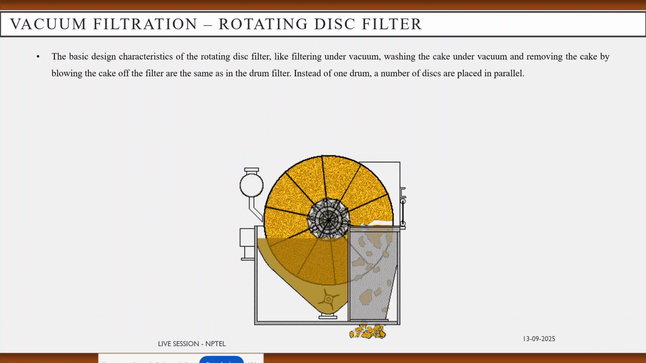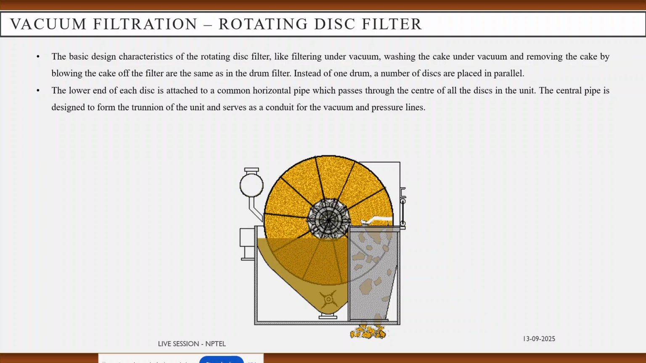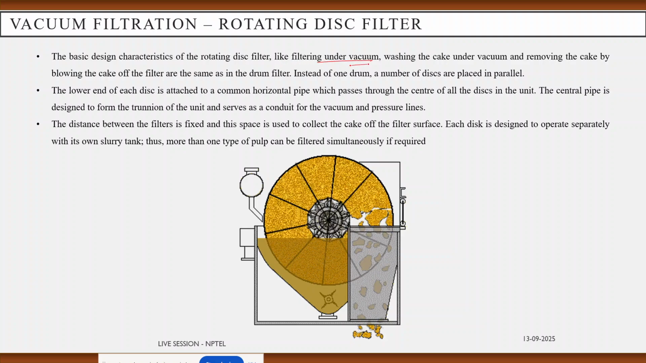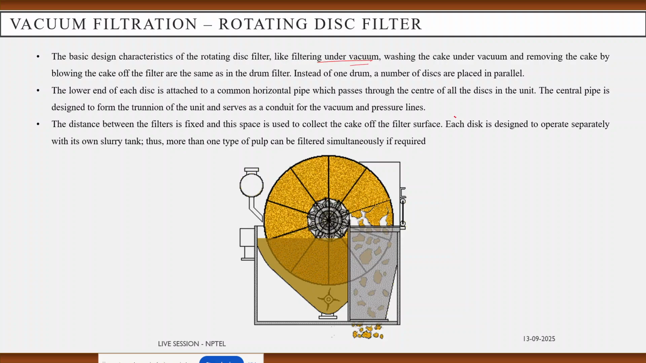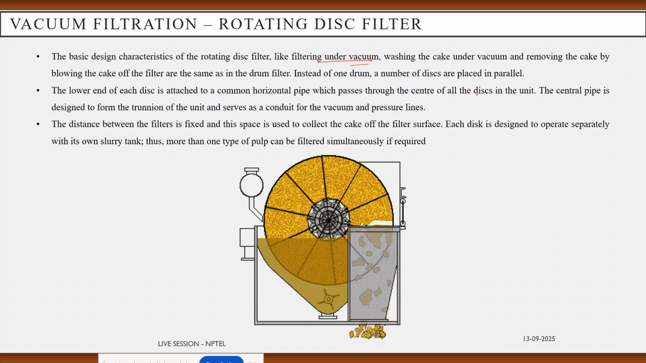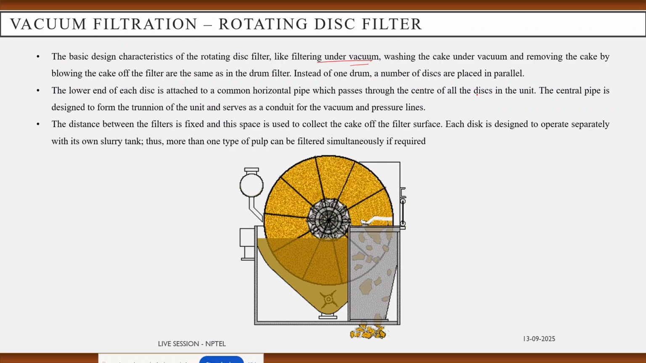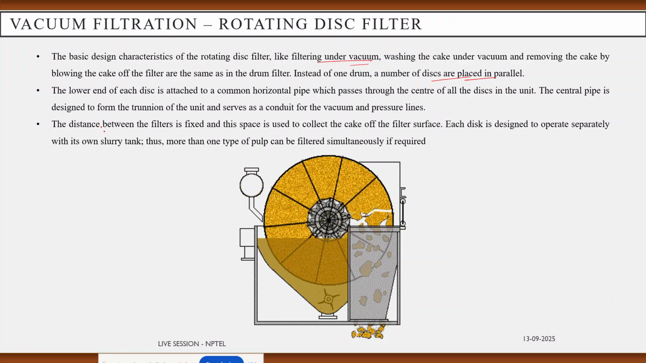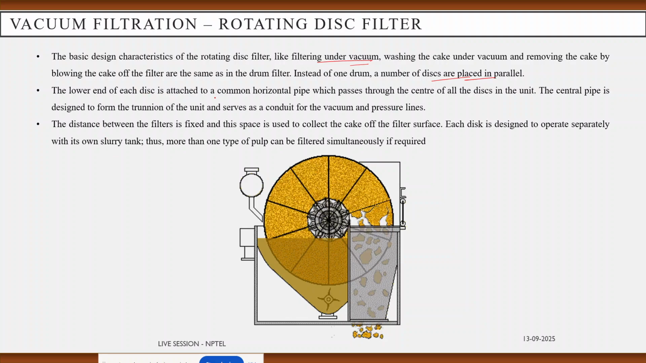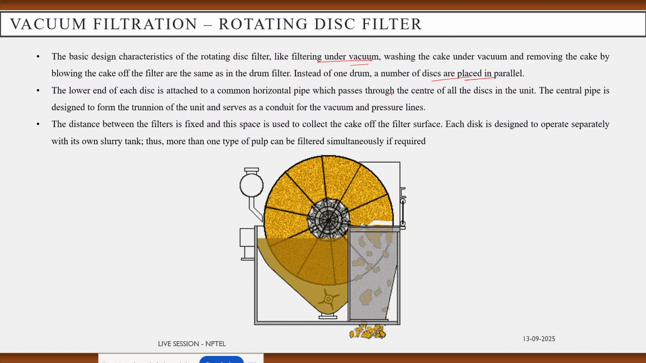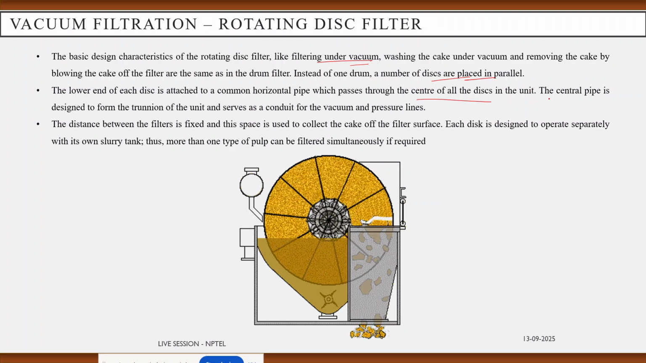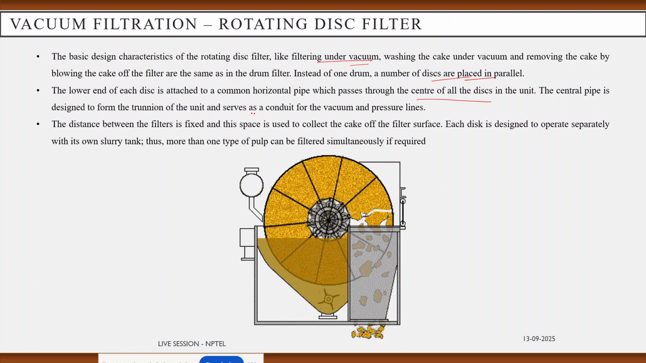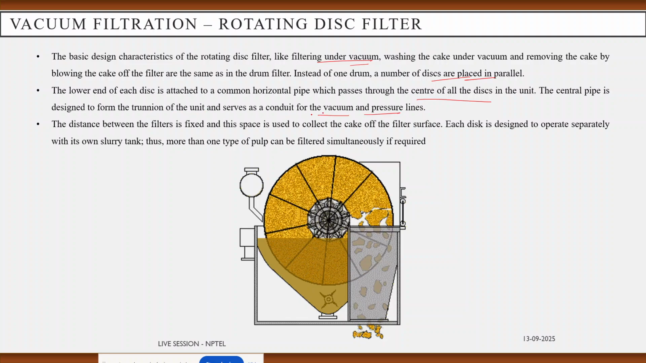Now we are going to discuss the next part, that is the rotating disc filter. The basic design is always similar to the vacuum rotating drum filter, but the only difference is that a number of discs are placed in parallel. The lower end of the disc is attached to a common horizontal pipe which passes through the center of all the discs in the unit. The central pipe is designed to form the trunnion of the unit and serves as a conduit of vacuum and pressure lines.